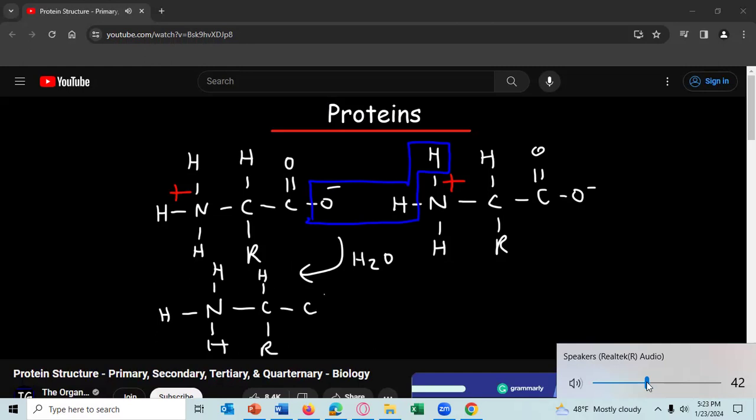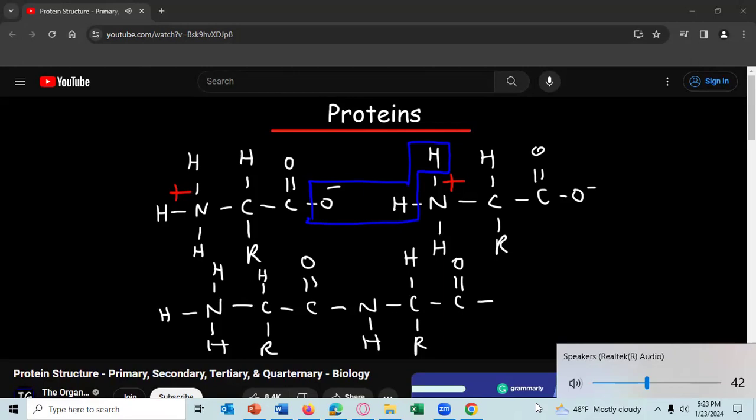So let's see if I can fit it in here. So this oxygen is gone. So now we have a nitrogen. Let me take out H2O. We have one hydrogen left over. We lost 2 once we lost water. So this is a dipeptide because we have 2 amino acids combined.